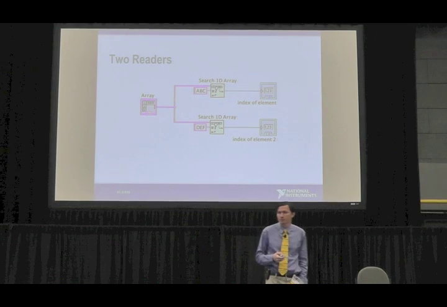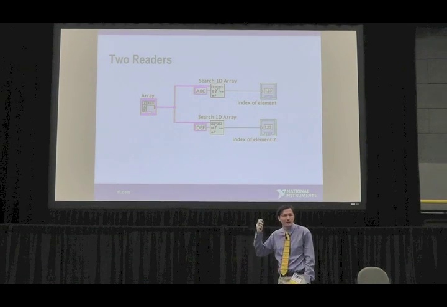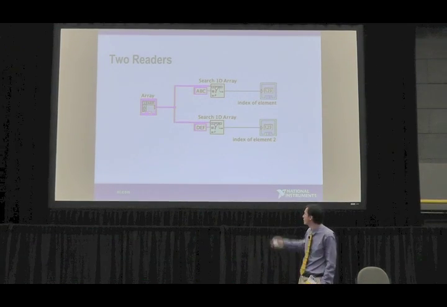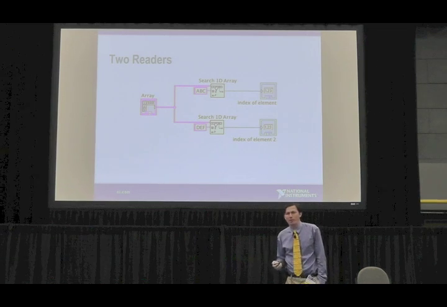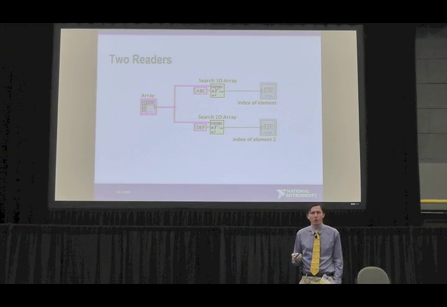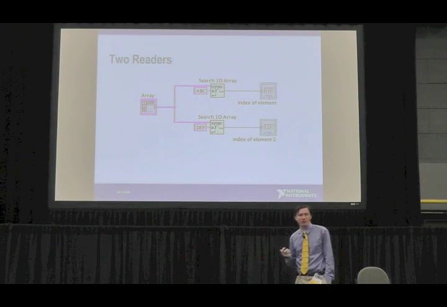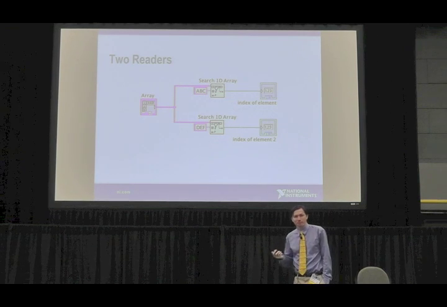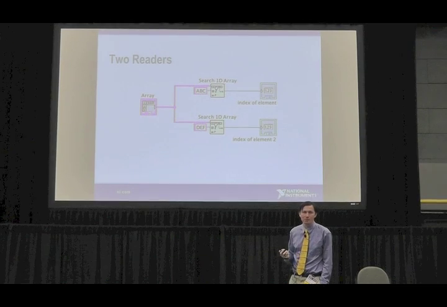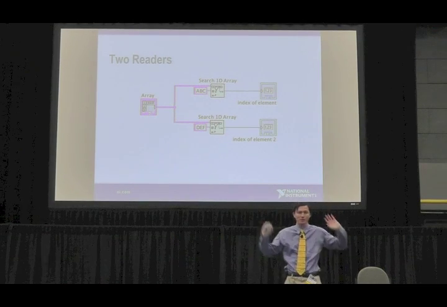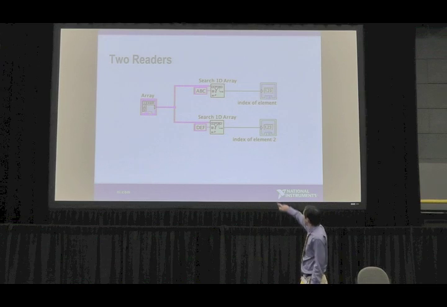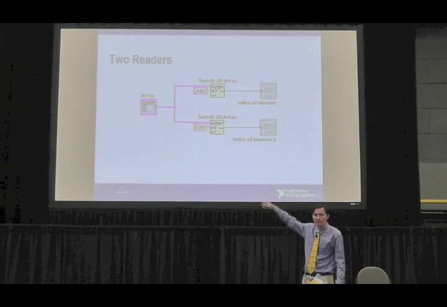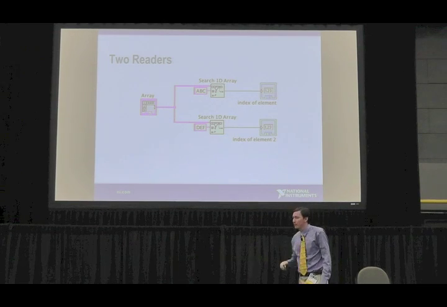Two readers. You've all written code something like this, where you've forked an array and taken it to two places, and probably about half the room has posted to the forum, how can I avoid making a data copy here? And some friendly person who knows a little bit more about the deep underpinnings of LabVIEW has said, oh, you don't have to worry about it. LabVIEW's not going to make a data copy. So we've got a search array and another search array.